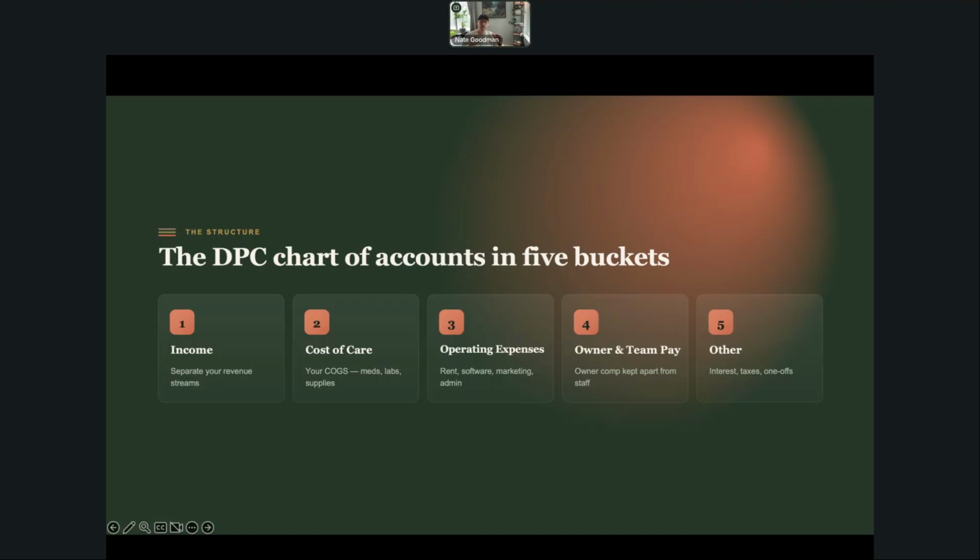So cost of care, that's your cost of goods sold. It's meds, lab supplies. Operating expenses, think about it as rent, software, marketing, admin. And then owner and team pay. You do want to keep the owner pay separate from your staff, so you could add that back to your bottom line, basically showing what is my contribution that I'm getting from this company. And then the other expenses, so your interest, your taxes, and your one-off expenses.